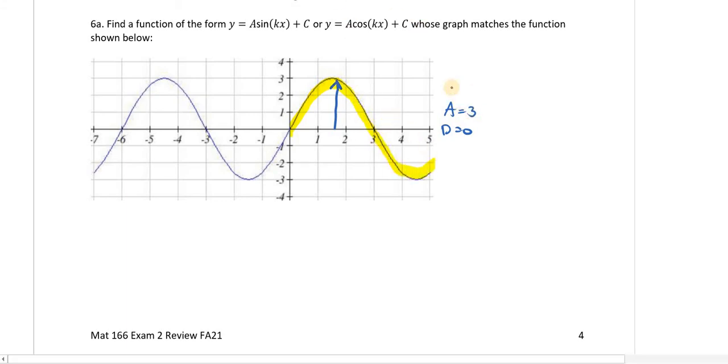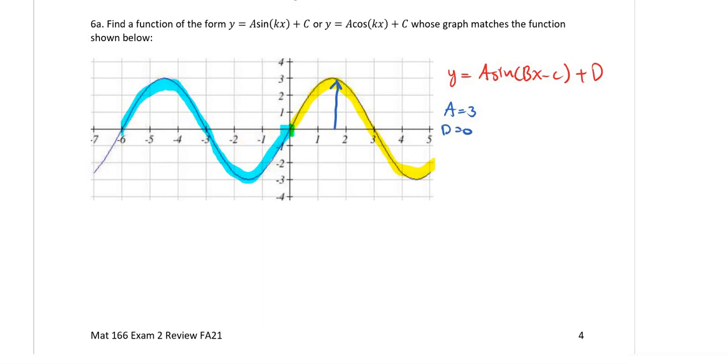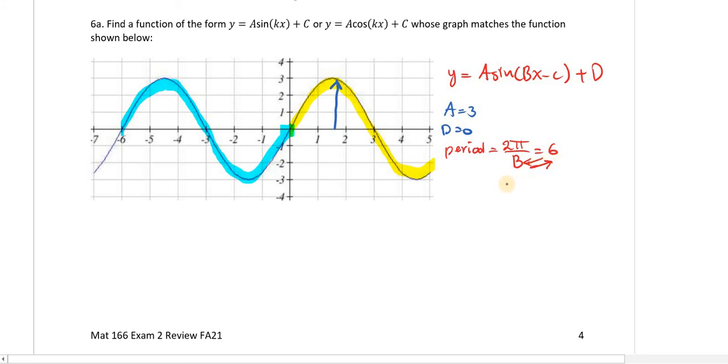So I'm going to use this formula: y equals a sine(bx - c) + d. Now, the length of the period, I see on the other side, if I can measure this length, this is an entire period. So this length from here to here is 6 units. So I'm going to say the period is 6. Since I'm working with sine function, it's 2 pi over b equals 6. So I can come up with b. If I switch these, I get b equals 2 pi over 6, which is equal to pi over 3.